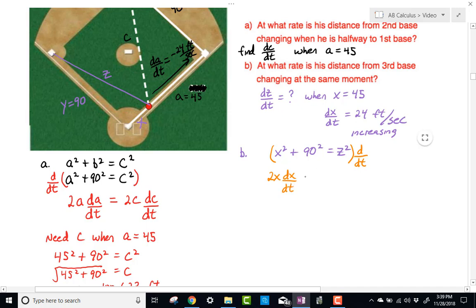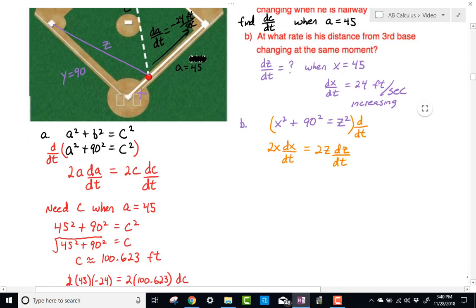The derivative of 90 squared is 0, and then we end up with 2z dz dt. And that's what we're looking for this time, is dz dt. Now, here's the nice thing about doing this problem. I know what x is because x is going to be 45 feet. We were given that. I know dx dt, that's 24 feet. And I know z because I calculated z in the previous problem.